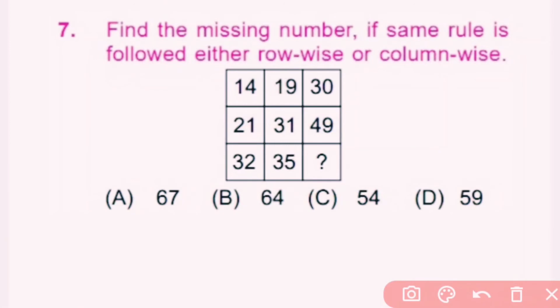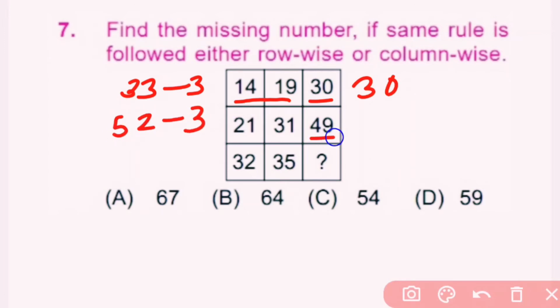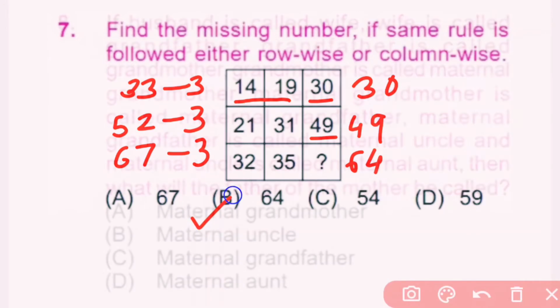Question number 7. Find the missing number if same rule is followed either row wise or column wise. So here addition of these two minus 3 gives this number. So 14 plus 19 is 33. 33 minus 3 is 30. Here 21 plus 31 is 52. 52 minus 3, 49. So here 32 plus 35 is 67, and 67 minus 3 will be 64. So question mark will be 64. So here B is correct answer. Question number 8.